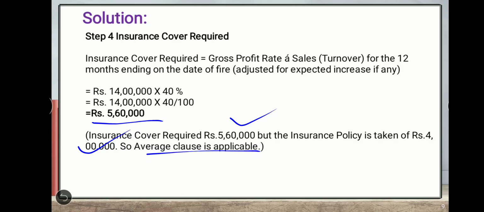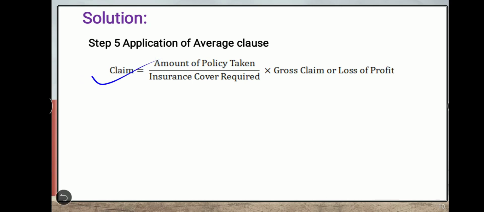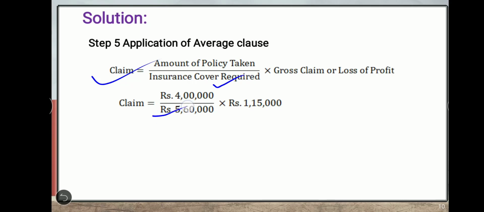So the next step is calculation of claim in application of average clause. So claim is equal to amount of insurance policy taken rupees 4 lakh divided by insurance cover required rupees 5,60,000 multiplied by gross claim 1,15,000. So calculate the final answer and comment in the chat box.